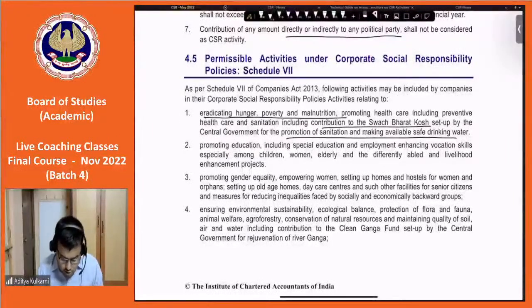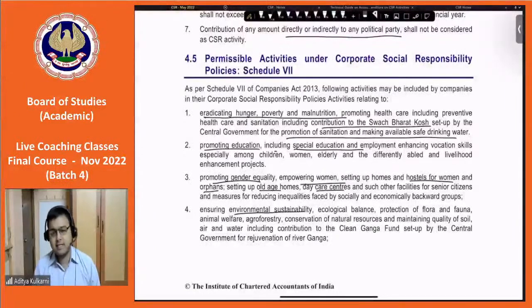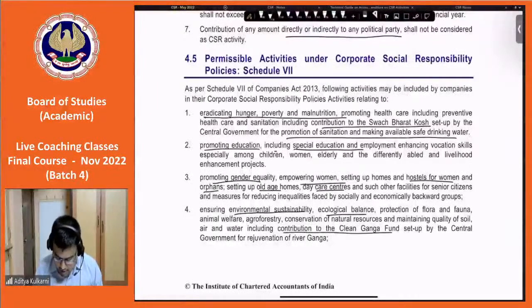You could also spend for promoting education, including special education and employment, enhancing vocation skills, etc. Promote gender equality, Beti Bachao, Beti Padhao, empowering women, setting up homes and hostels for women and orphans, old age homes, daycare centers for senior citizens, etc. Ensuring environmental sustainability, social ecological balance, contribution to the Clean Ganga Fund. Ganga is a legal person, and contributions made to the Clean Ganga Fund are also CSR, for rejuvenation of our river Ganga.